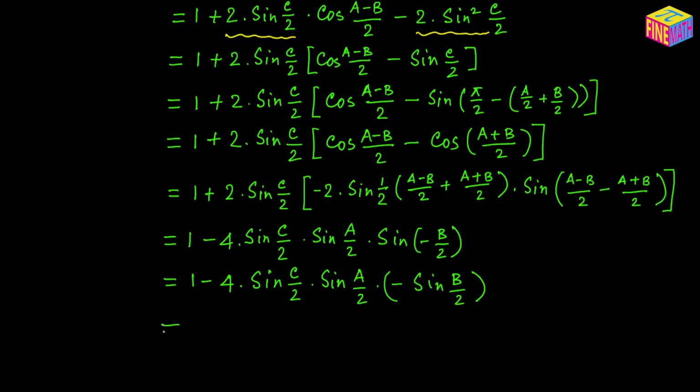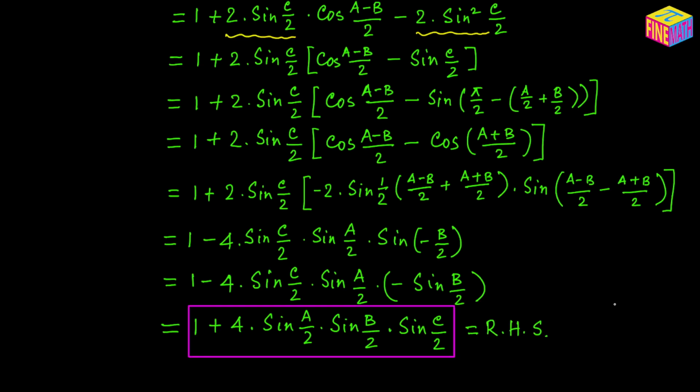And now we can clearly see that this is going to be 1 plus 4 times, because the negative 4 and the negative sine of b over 2, that negative and negative becoming positive here, so that would be 4 times sine of a over 2 times sine of b over 2 times sine of c over 2. There are 3 factors there, right? So I'm going to rearrange and write them directly like this: sine of a over 2 times sine of b over 2 times sine of c over 2. And that's exactly what we needed to prove. That's our right hand side. So this is actually equal to the right hand side, and hence we have proved the identity.